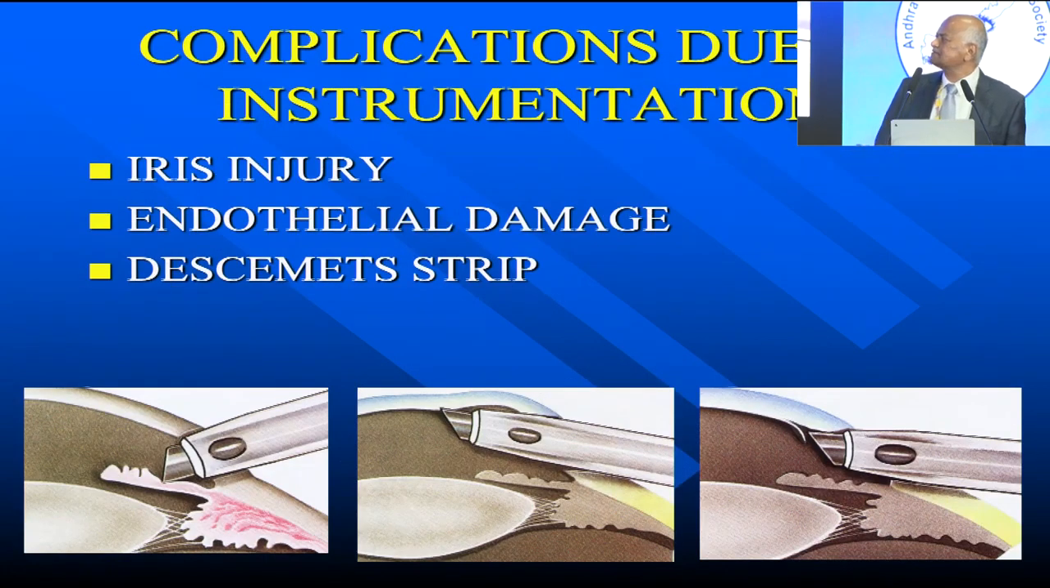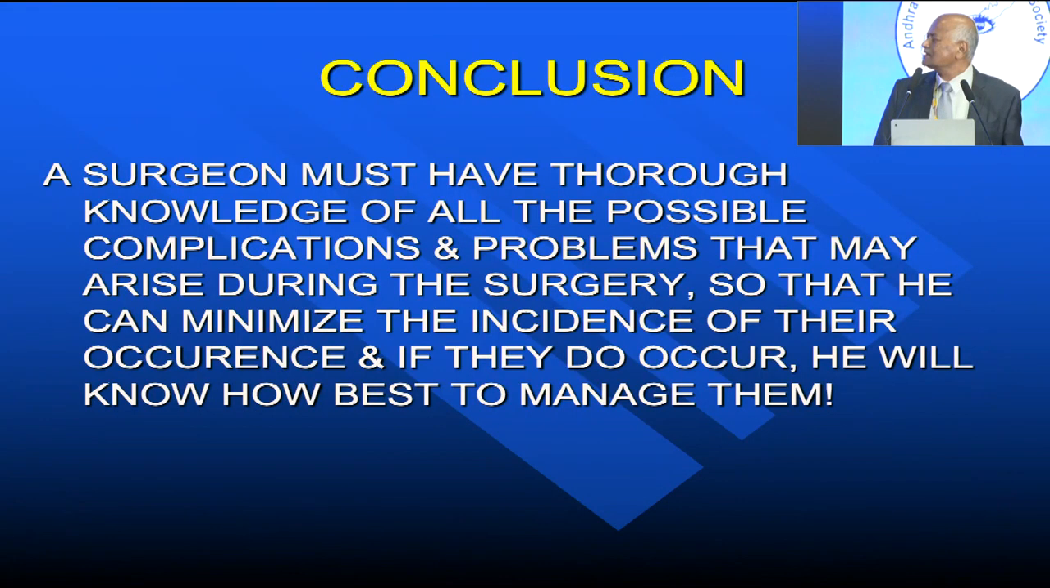And there are complications due to the instrumentation: iris injury, endothelial damage, and Descemet stripping. Most of the time Descemet stripping happens because of the instrumentation only. So I think the conclusion here is that the surgeon must have thorough knowledge of all the possible complications and problems that may arise during the surgery, so that they can minimize the incidence of their occurrence, and if they occur, they can be managed well.